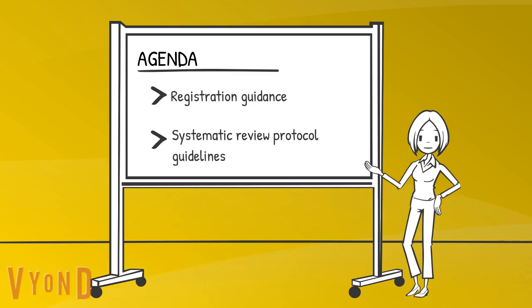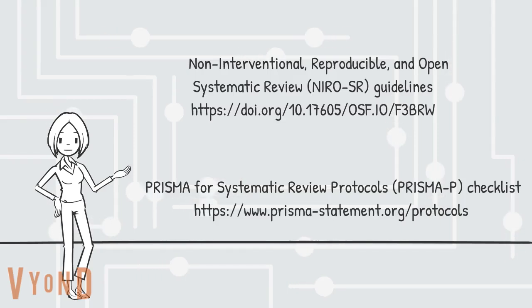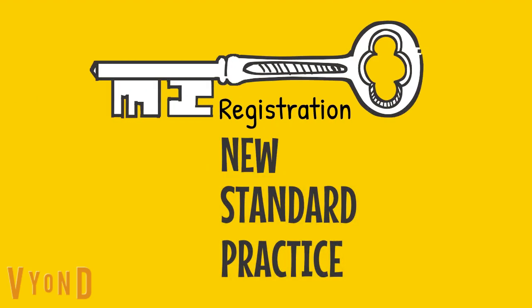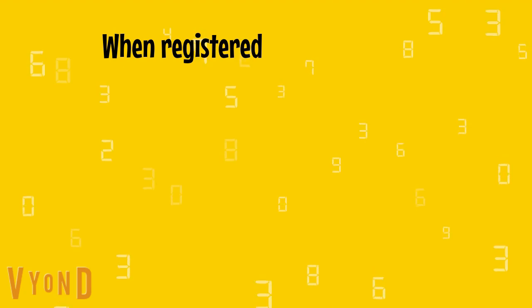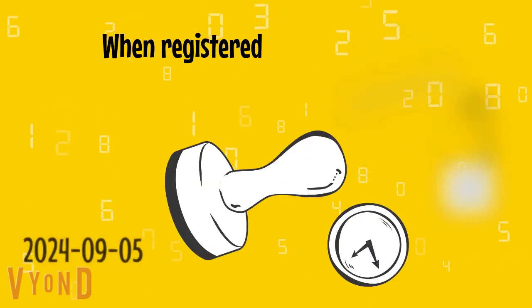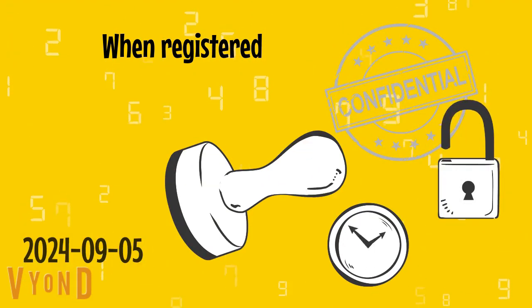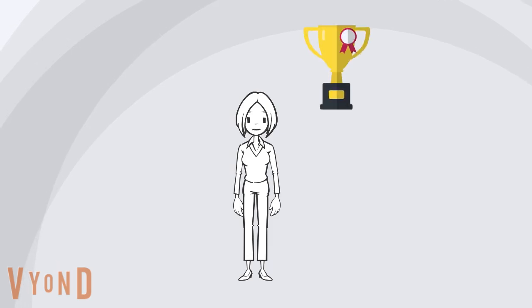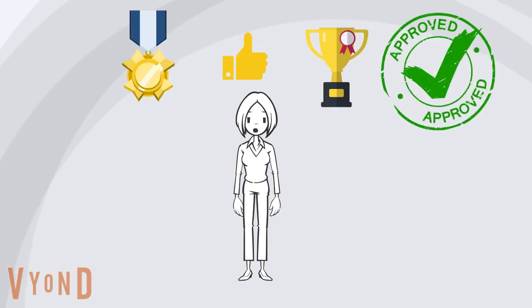In this video, we will cover registration guidance and systematic review protocol guidelines based on NeuroSR guidelines and PRISMA-P checklist. Registration has become the new standard practice in systematic reviews. When registered, your protocol is time-stamped, and you can keep it private until the publication of your manuscript. Registering your systematic review protocol offers many advantages.